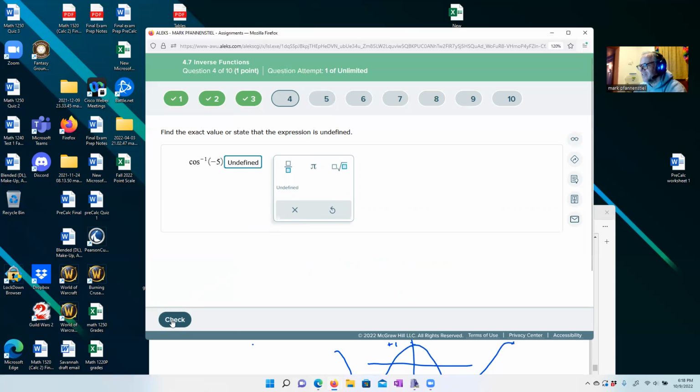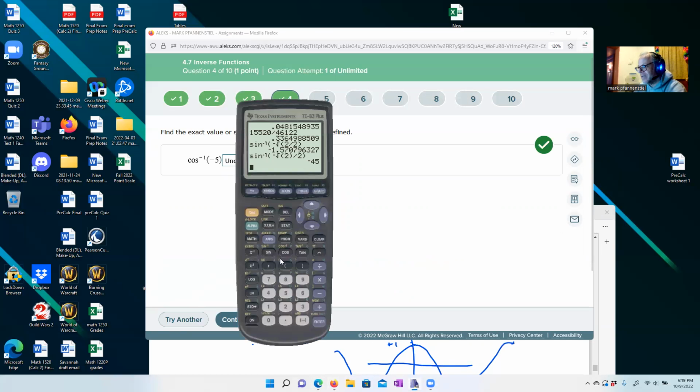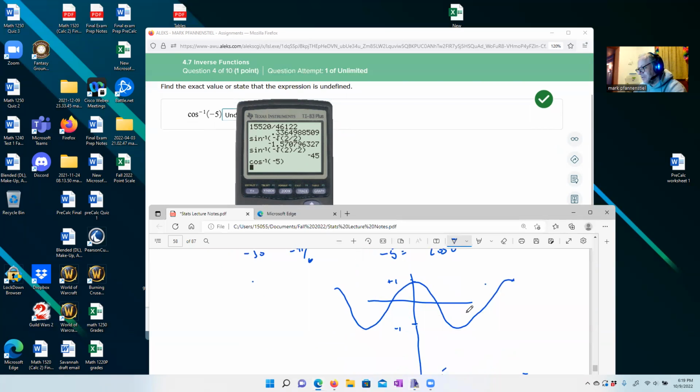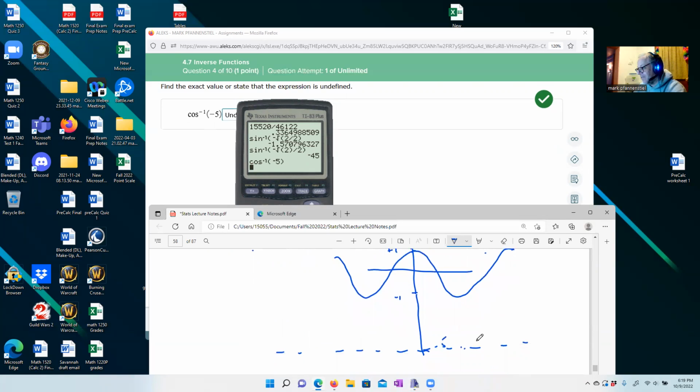We'll go ahead and check, because this is absolute nonsense. So check equals undefined. Check, say hooray. Let's double check it on the calculator so you see what it looks like. Inverse cosine of -5. You're going to get a domain error, because look at where the cosine is. Look at -5. Inverse cosine isn't going to give you a -5 anywhere. There's no angle that goes all the way down to this.